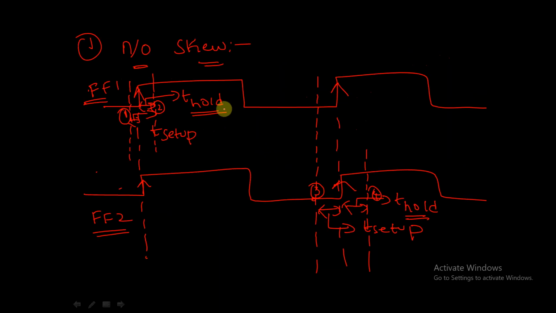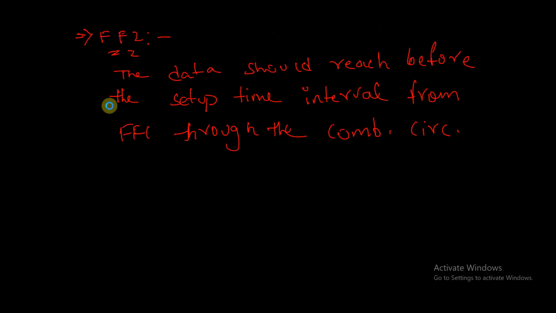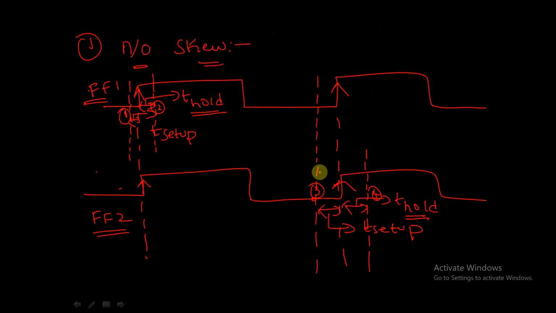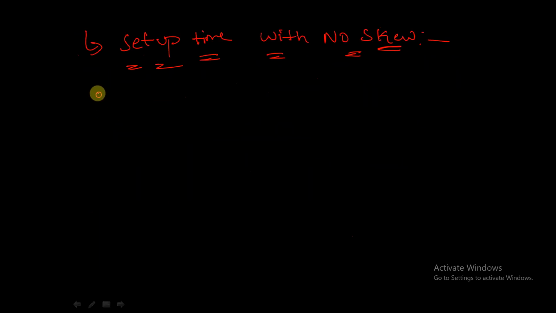Now let us calculate the setup time. Let us derive the equation for setup time with no skew. Since the same clock is given, there is no skew. Let us consider this. What is the arrival time when we get the data at the second flip-flop? That is given by the arrival time.